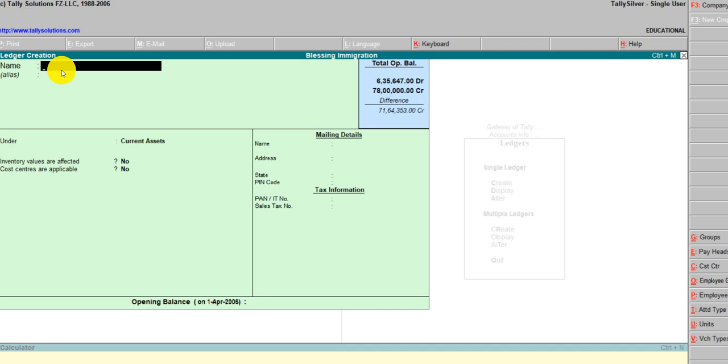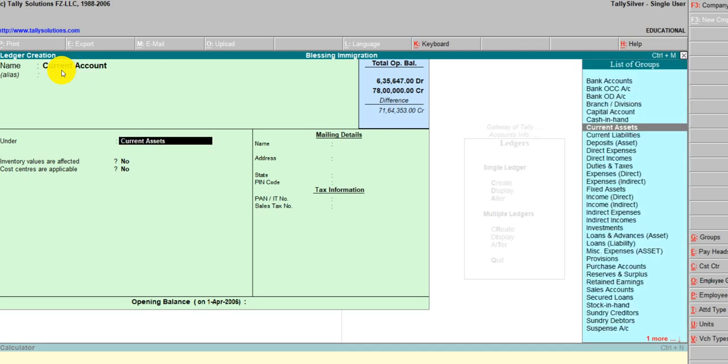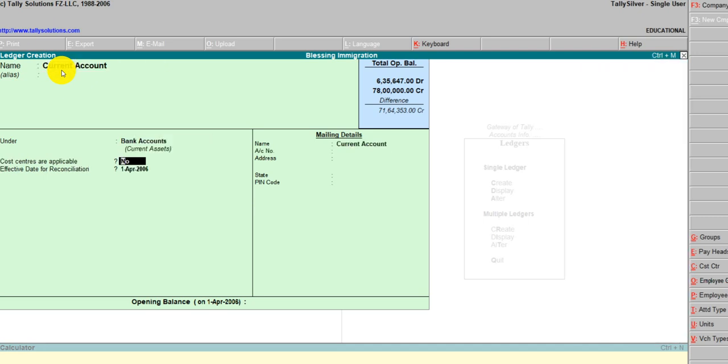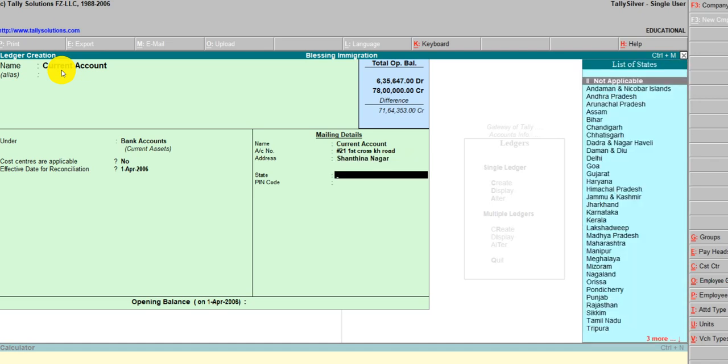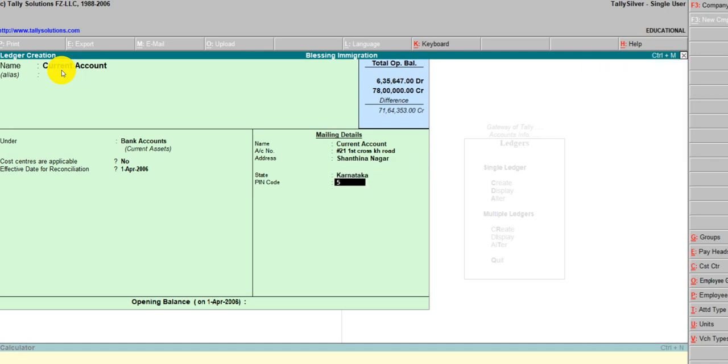Bank account is based on your current account, under bank account. Okay. Current account, you can keep whatever balance or money you have to create.